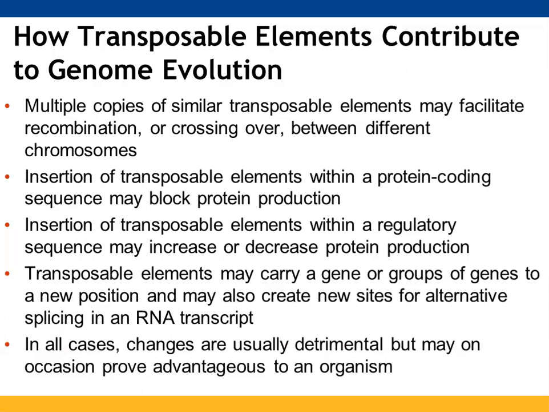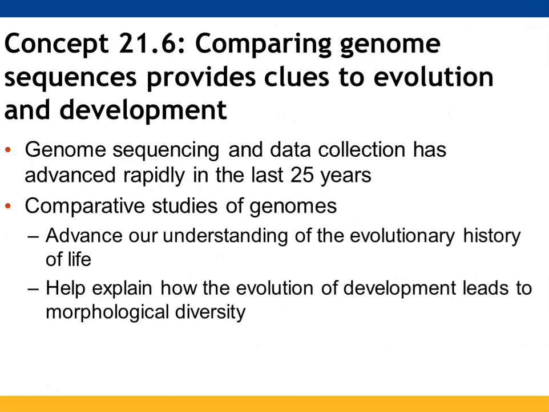So, how do these transposable elements contribute to genome evolution? Again, you can have these multiple copies of the transposable elements that could lead to recombination or crossing over between different chromosomes. You could have insertion that could prevent proteins from being made. You could have insertion of these within a regulatory sequence that could lead to increased or decreased production of a protein. It could result in a new gene or a series of genes being moved to a new position or create new places for alternative splicing. A lot of times these changes are not advantageous, but every now and then you might get one that is beneficial.